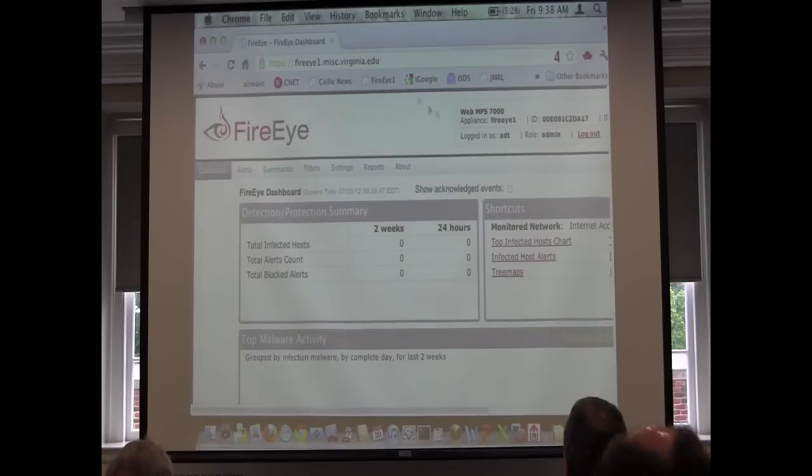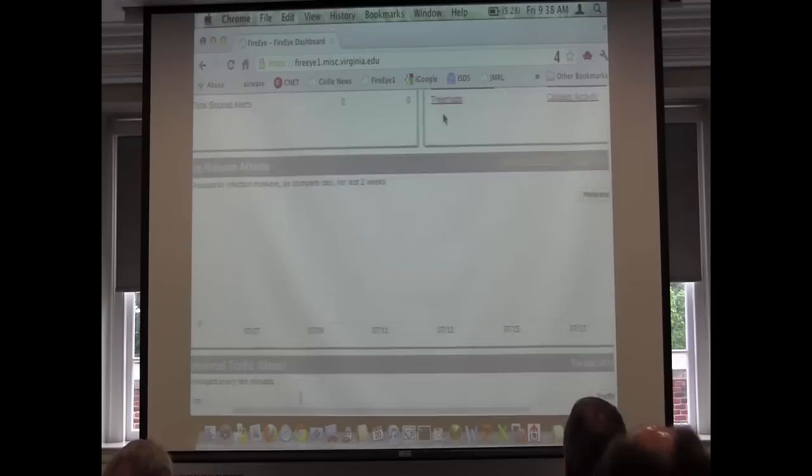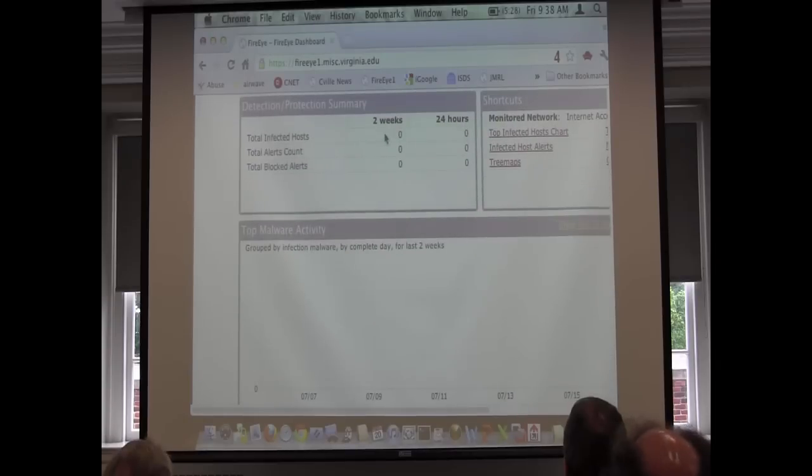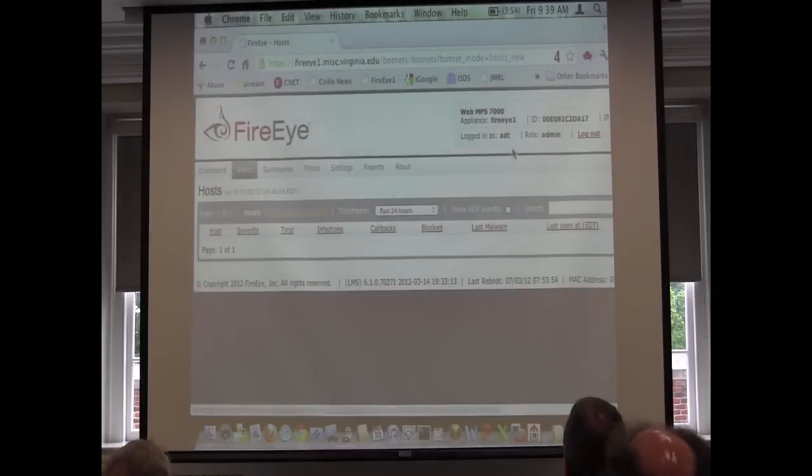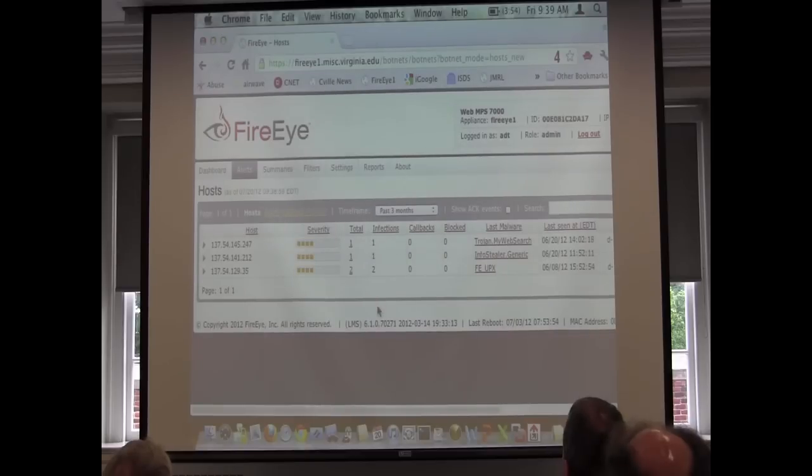It's kind of hard to see in this particular resolution. You can see that in the past 2 weeks, nothing. Past 24 hours, nothing. But if I go to infected host alerts and pull down past 3 months, now this is the MSN. These are three things that they found, okay? These are pretty much the only things that we've found that we haven't remediated because, as you can see in the severity here, they really didn't make much of an impact, all right? And it tells us over here what it found.